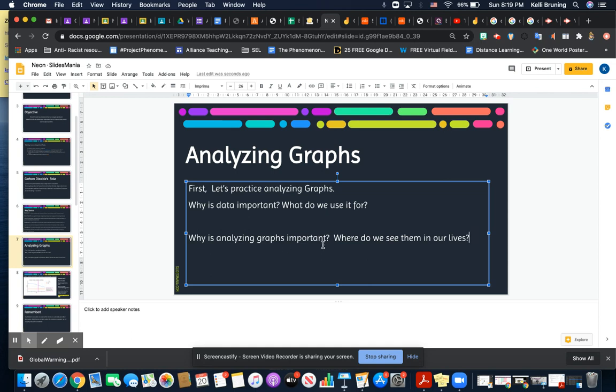Data is what we're using, right, to gather evidence. Data is what gives us evidence to support our claims and discoveries. And analyzing graphs, we look at graphs more often than we think. You might see a graph, like I said, on the news. You might see it in the doctor's office. You might use it to track your health. Doctors use it to track your health. We look at it to track temperature.